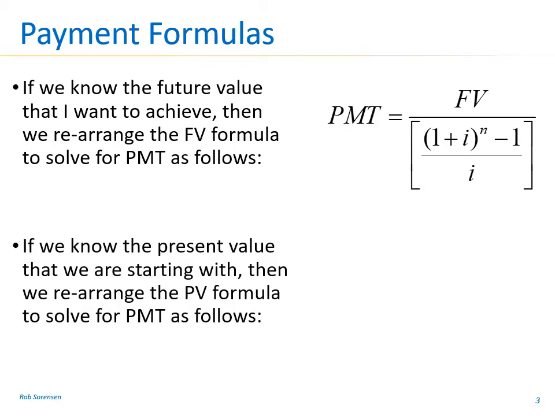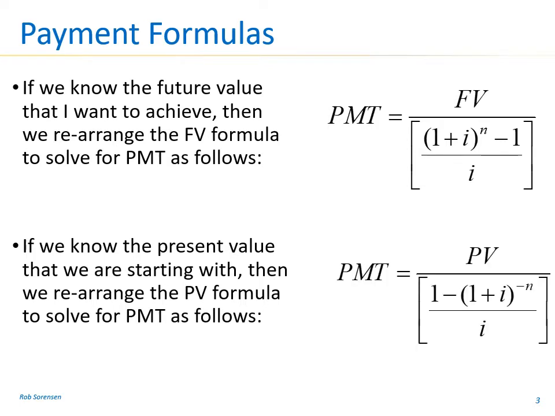If, on the other hand, the bigger amount or the big known amount is a present value, so that might be something like a loan where we borrow a big amount of money up front, or maybe the beginning of my retirement days where I have some money in the bank and I'm going to start using it up, that sort of thing, then I'm going to rearrange the present value formula. And again, just divide both sides by everything in square brackets, and I end up with payment equals present value over (1 minus (1 plus i) to the negative n) over i.